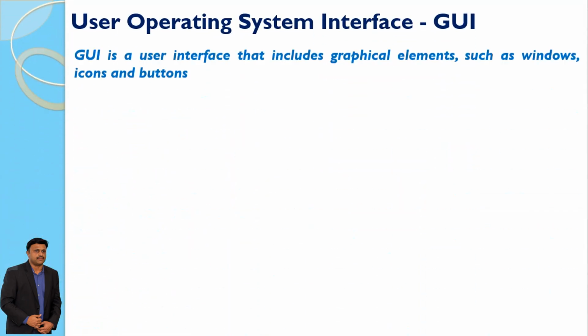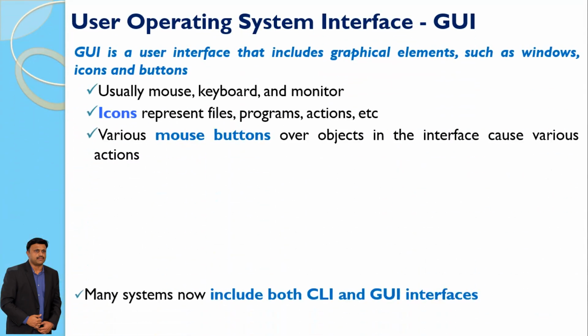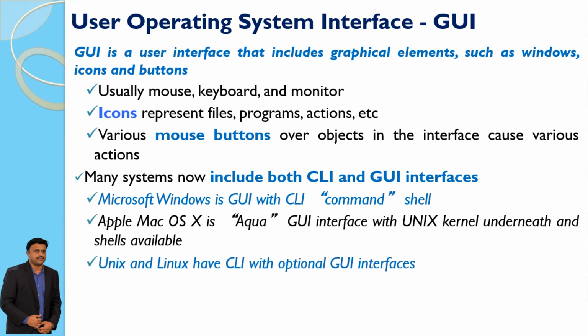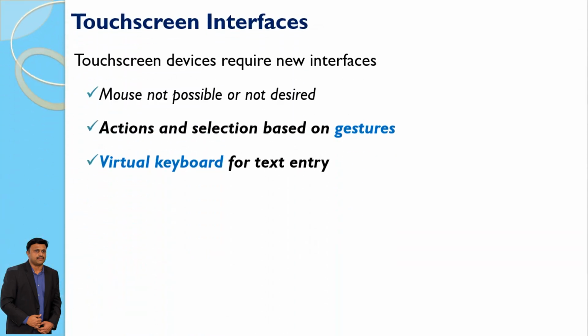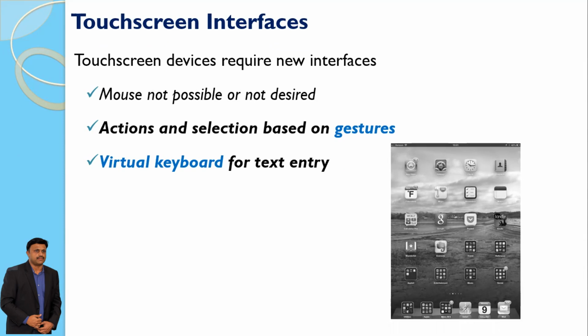Graphical user interfaces include elements like windows, icons, and buttons, allowing users to interact with the system visually. Many systems support both CLI and GUI interfaces. Touchscreen devices require new interfaces that rely on gestures and virtual keyboards for interaction, as traditional mouse and keyboard inputs are not feasible.